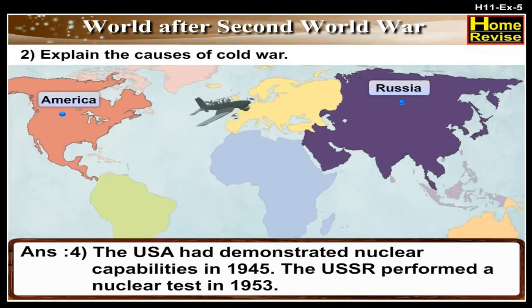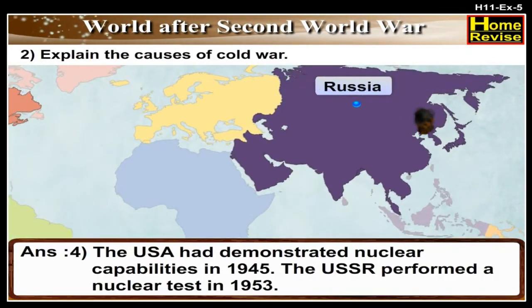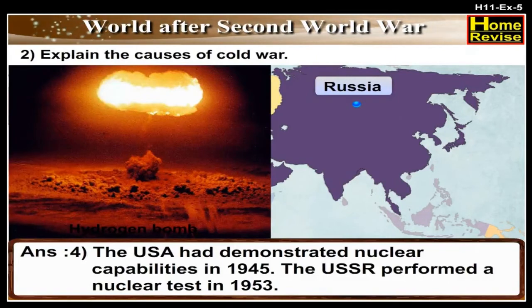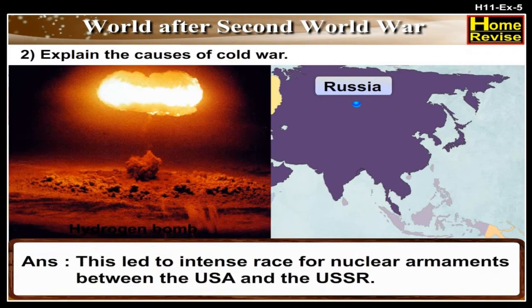Number 4. The USA has demonstrated nuclear capabilities in 1945. The USSR performed a nuclear test in 1953. Well, this led to intense race for nuclear armaments between the USA and the USSR.